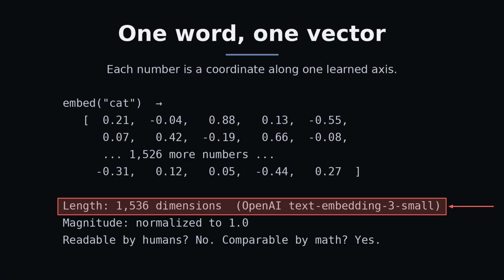Because once every word and every sentence lives in the same space, you can do something powerful. You can measure distance. And distance in this space means something very specific. It means similarity of meaning.